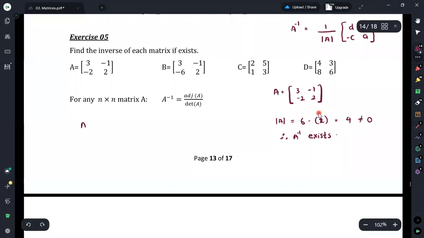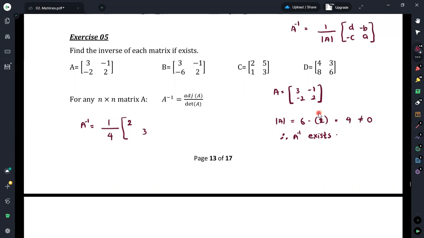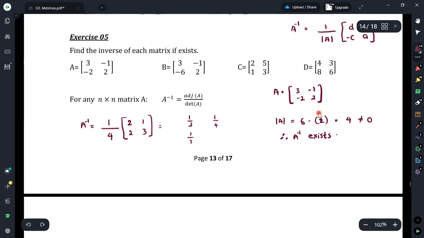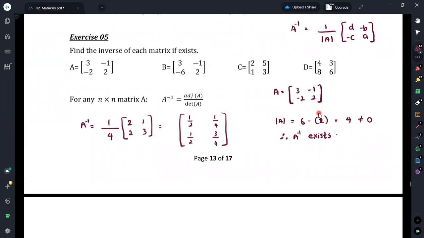Then, to identify the A inverse, first we are dividing by the determinant, which is 1 over 8. Then we have to interchange the diagonal elements and multiply the other elements by minus 1. Then this would be plus 1, and this would be plus 2. Therefore, we will get this as a half, 1/4, a half, and this is how we obtain the inverse of the matrix.